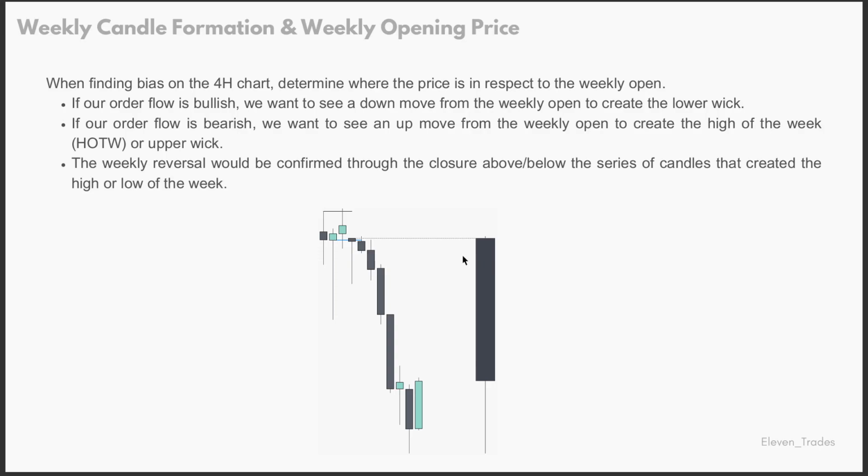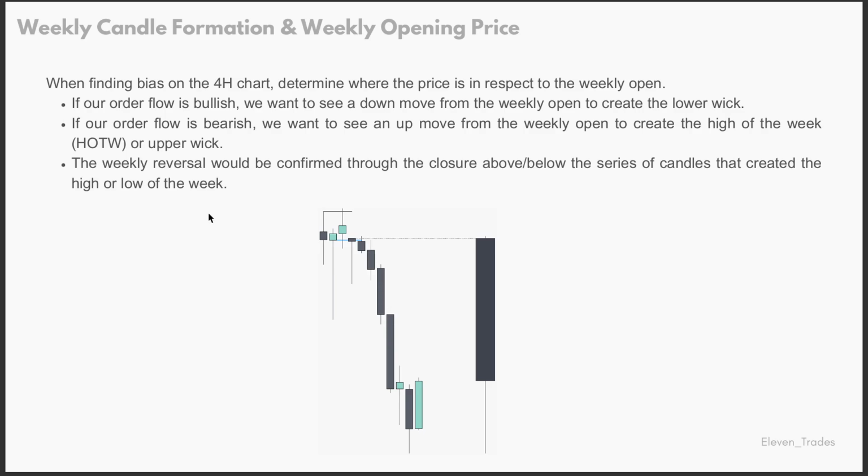Determine whether the price is creating the high of the week first and then creating that swing point, that protected swing. Then the candle will expand to the downside. The week opened up, it doesn't have that wick, but we are closing below the series of up close candles that took the previous high. So that means this high is now a protected high, and the weekly candle will expand to the downside.